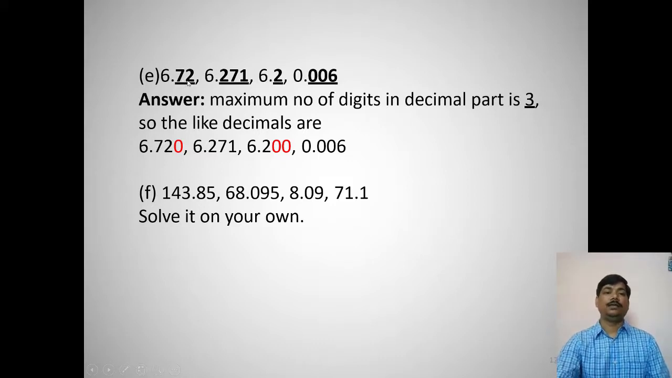We will make the 3 digits in this decimal number by adding 0. We will make 3 digits in this decimal number already written. We will make the 3 digits by writing 2 zeros. We will make 3 digits already written here. So in this way, now in the decimal parts all the numbers have 3 digits. In this way they are now like decimals.